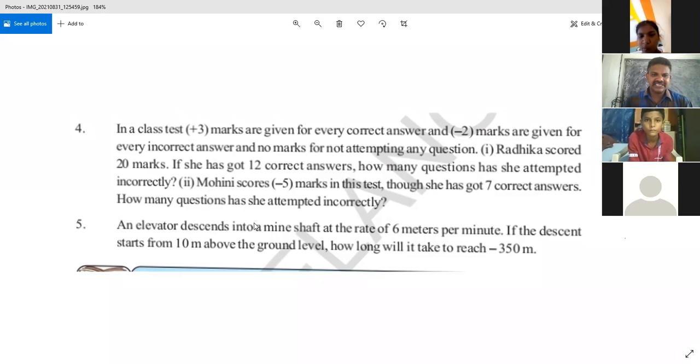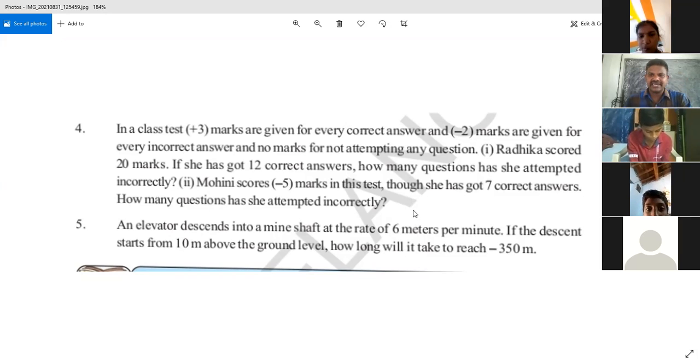So an elevator descends into a mine shaft at the rate of 6 meters per minute. Okay, it takes 6 meters per minute to travel, or for each minute it has taken 6 meters length. Okay, if this descent starts from 10 meters above the ground level, how long will it take to reach 350 meters?